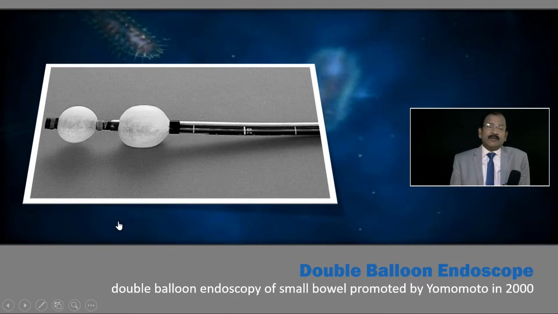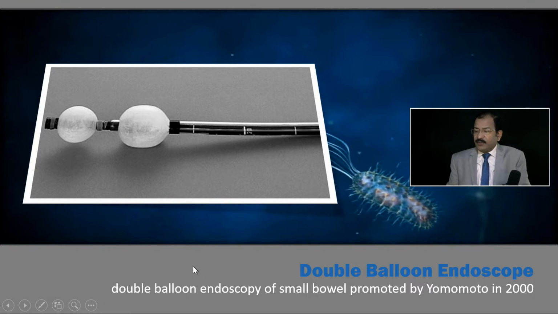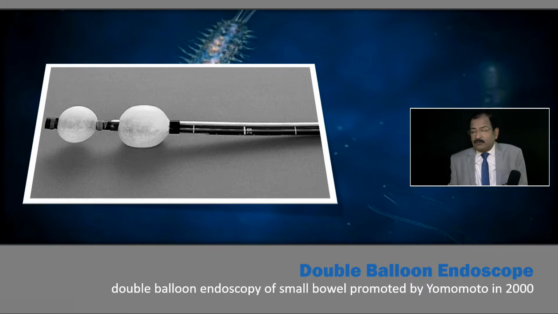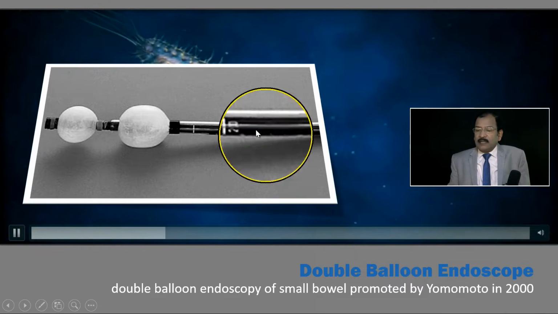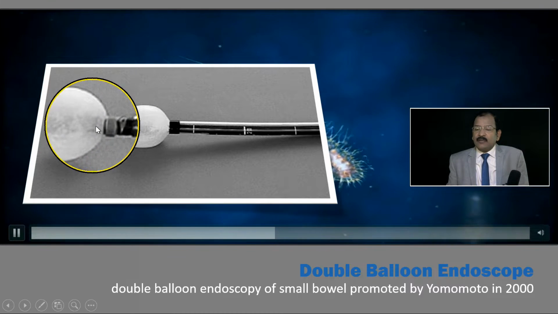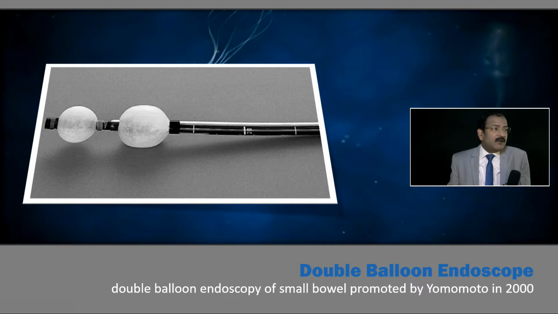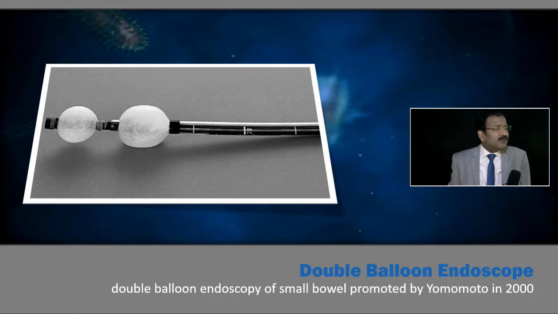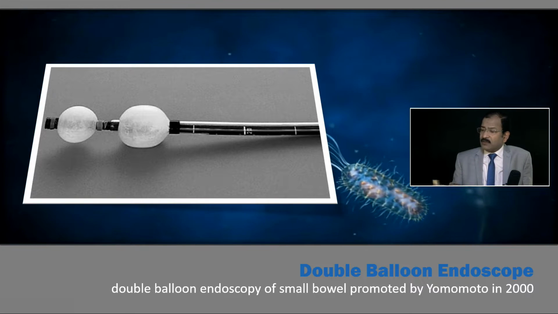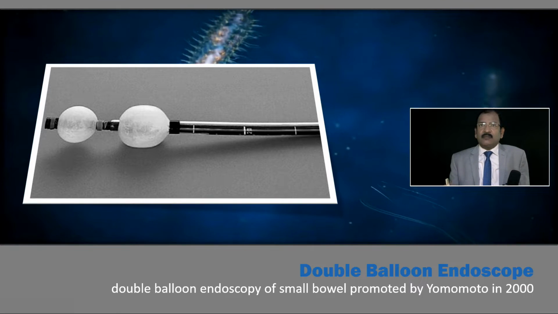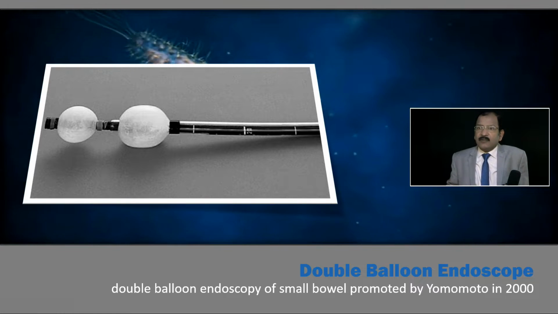Now, double balloon endoscopy. It was invented by a physician whose name was Yamamoto. Yamamoto invented it in the year 2000, and it has two balloons, one inner balloon and one outer balloon. Yamamoto got the inspiration from the earthworm. If you see, the earthworm can crawl over the earth. How? First it stretches the upper body, fixes it to the earth, and then pulls the lower body.